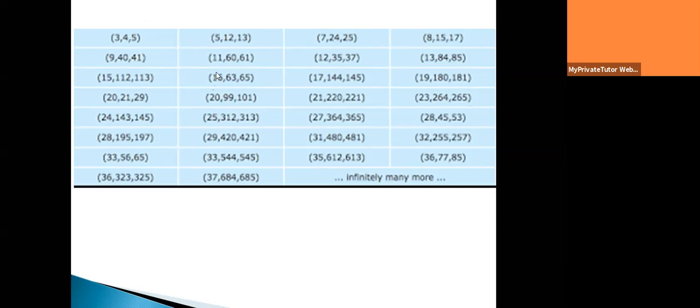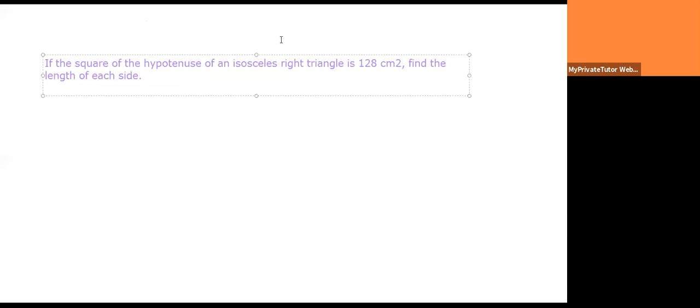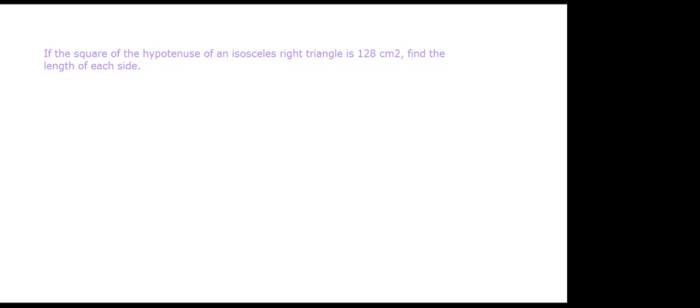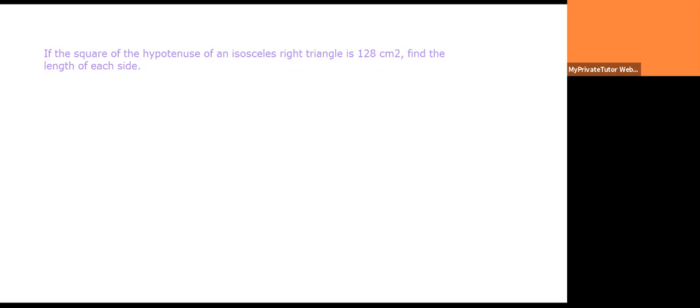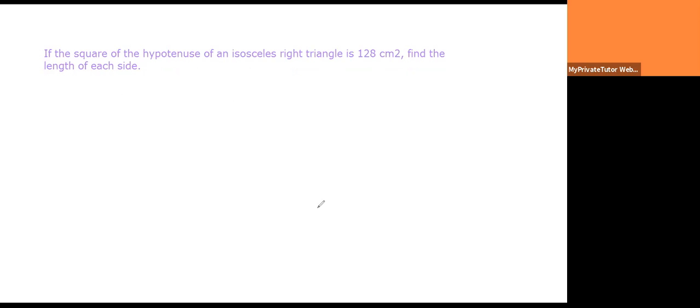Okay, meanwhile, let me check if I have any word problems. Yeah, let's try one. Have a look at this question, guys. How to solve this question? If the square of a hypotenuse of a right angle triangle is 128 centimeters square, find the length of each side.